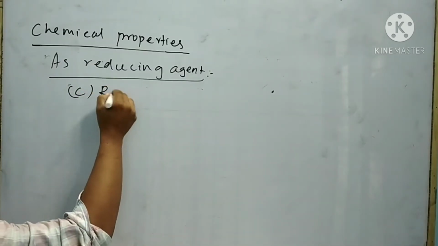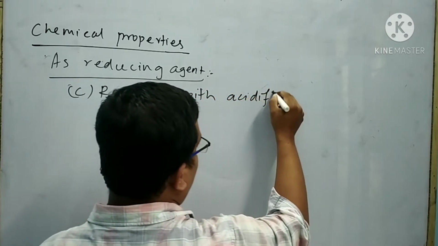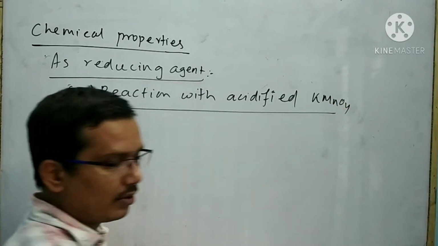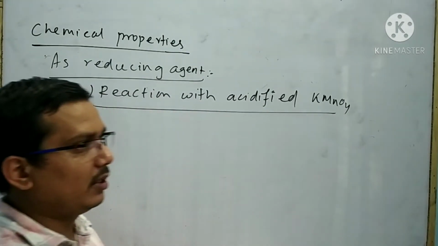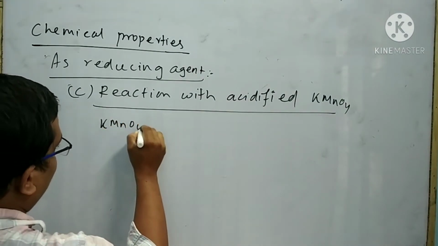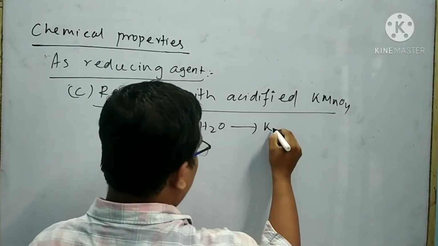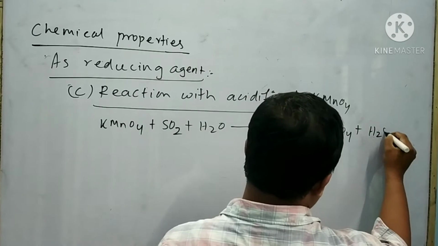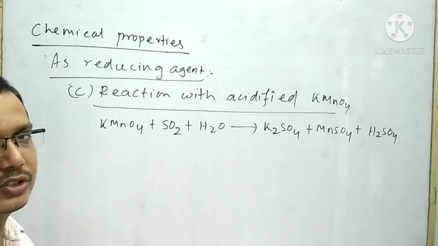Next reaction is reaction with the acidified KMnO4. When acidified KMnO4 is subjected to reaction with sulfur dioxide, then the pink color disappears. So I can write the reaction like this: KMnO4 + SO2 + H2O gives K2SO4 + MnSO4 + H2SO4. The pink color is due to KMnO4 solution.